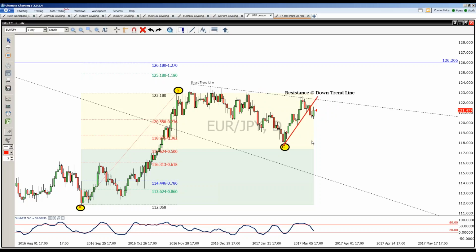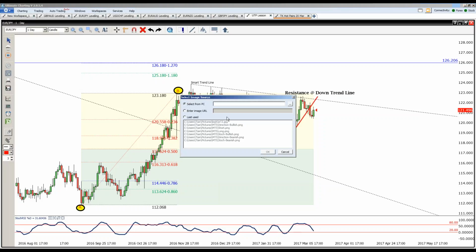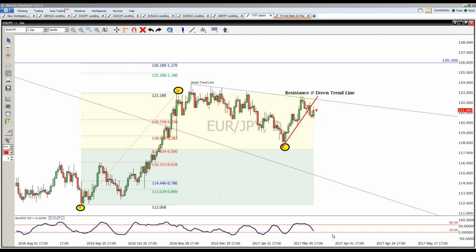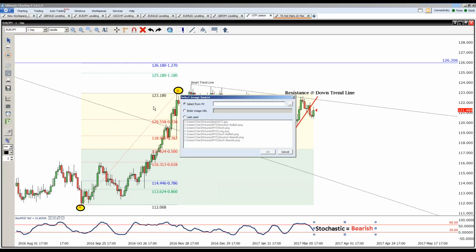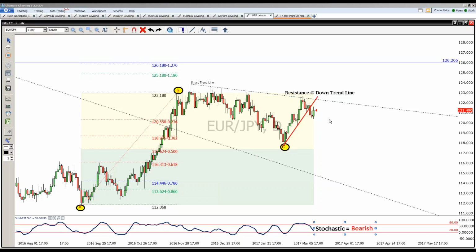Okay. And if the market breaks an uptrend line after it bounced at resistance, and you haven't seen the market give you a deep retracement, and the stochastic is bearish, then it means we still have an up retracement zone. We are faced with a retracement zone over here.